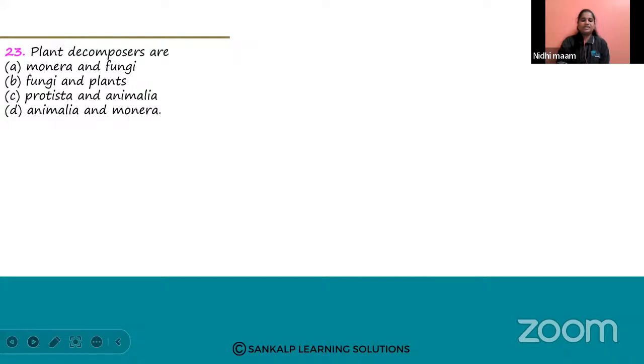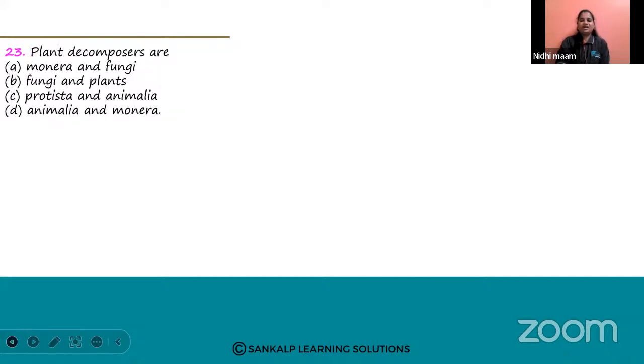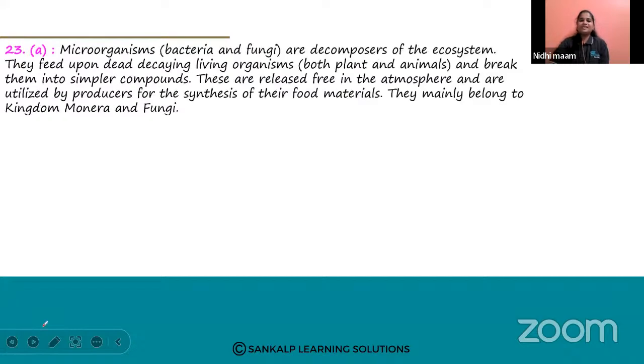So let us check the answer. The right answer is option A, Monera and fungi. Microorganisms like bacteria, Monera is nothing but bacteria. Bacteria and fungi are decomposers of the ecosystem. They feed upon dead and decaying living organisms, usually both plants and animals, and break them into simpler compounds. These are released free in the atmosphere and utilized by the producers. Okay, so this is regarding the question.